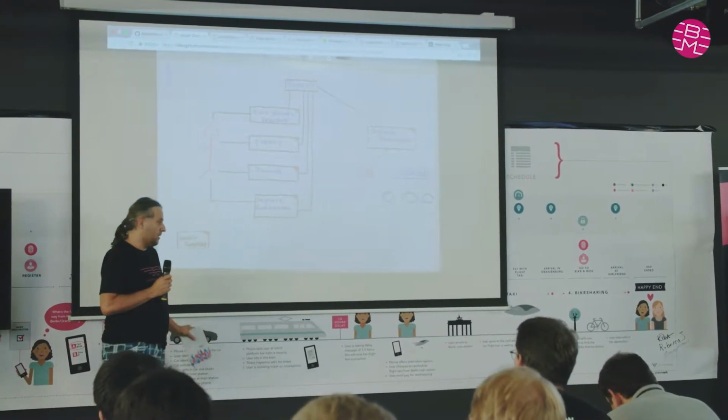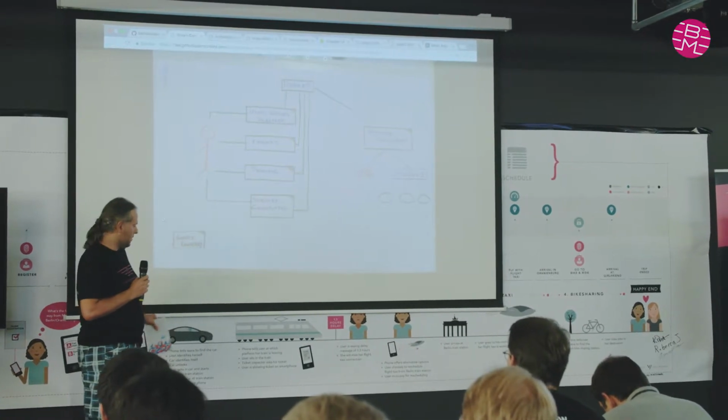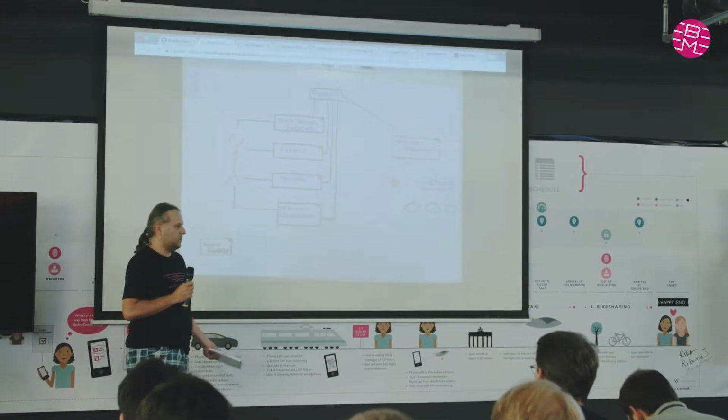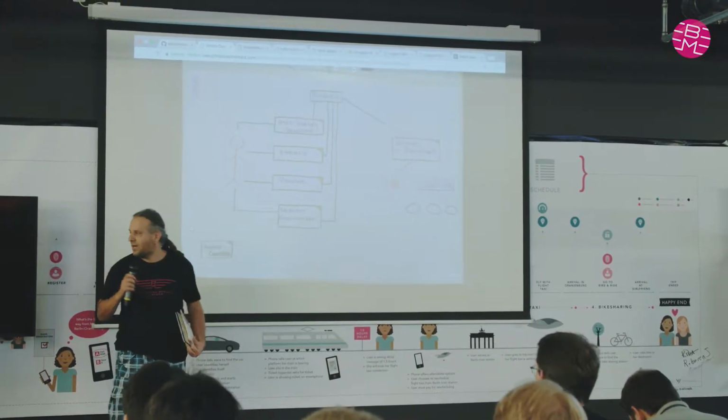In a classic way, when you have multiple services, you need to buy them beforehand, and if you break the deal in the middle, you need to break it. Right. Okay.